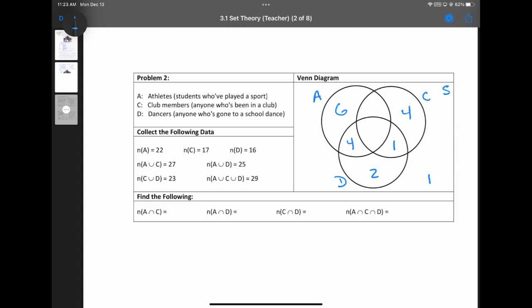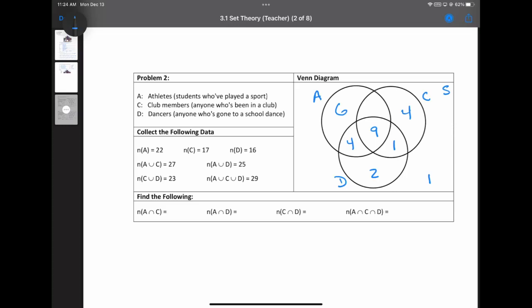And now we can actually fill in either of the remaining 2 spots. I think the easiest one to go to is just D. D is 16, and if I look at the D circle, there's already 4, 5, 6, 7 people in it, which means that there must be 9 more inside of D. And then if I look at the A or C, I get 27. Actually, sorry, let me go to any of the others, really.